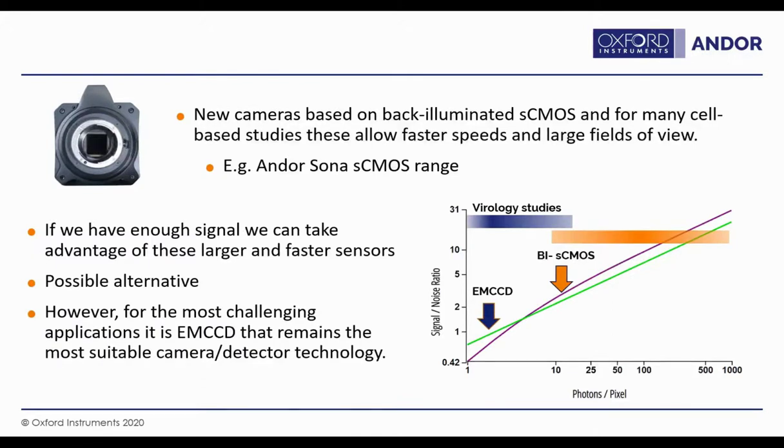However, for these most challenging applications where we're looking at live virus tracking studies and looking at high magnification and very low signals, it still remains that these EMCCD cameras like the iXon would be the detectors of choice.